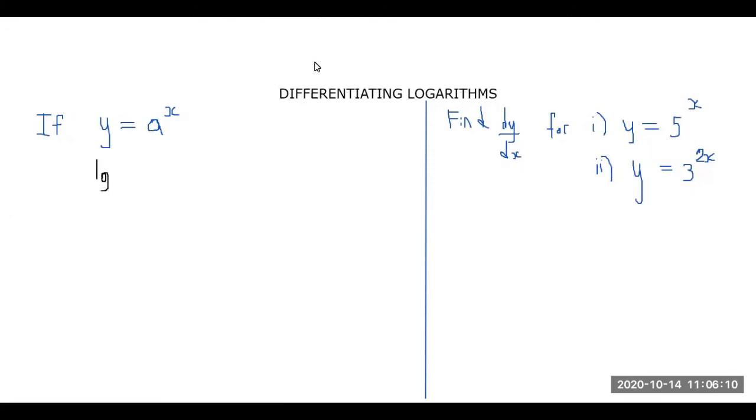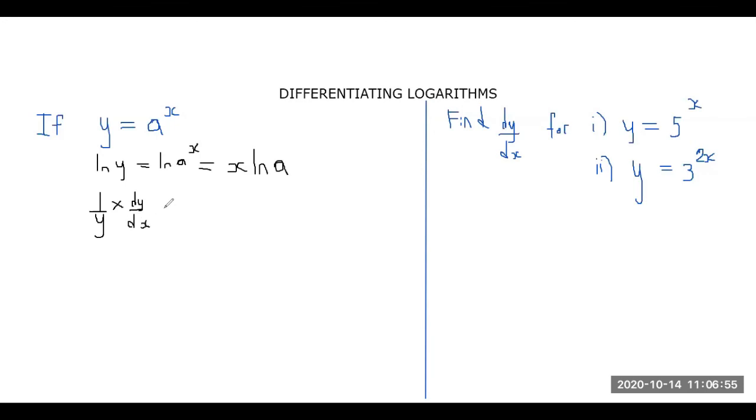The log that we're going to take is the natural log, since we know how to differentiate the natural log. So we get ln y is equal to ln a to the power x. By the rules of logarithms, we can bring down the power to become x ln a. Now, to differentiate ln y implicitly, we differentiate ln y with respect to y first, and we get 1 over y, then we multiply it by dy dx.